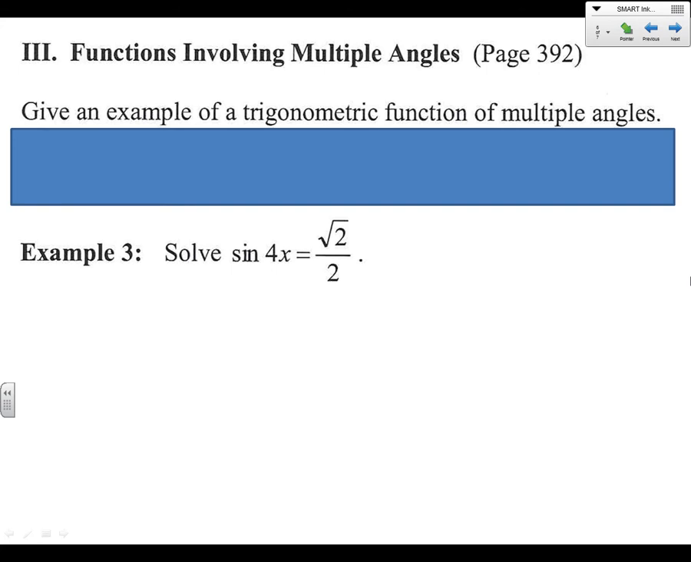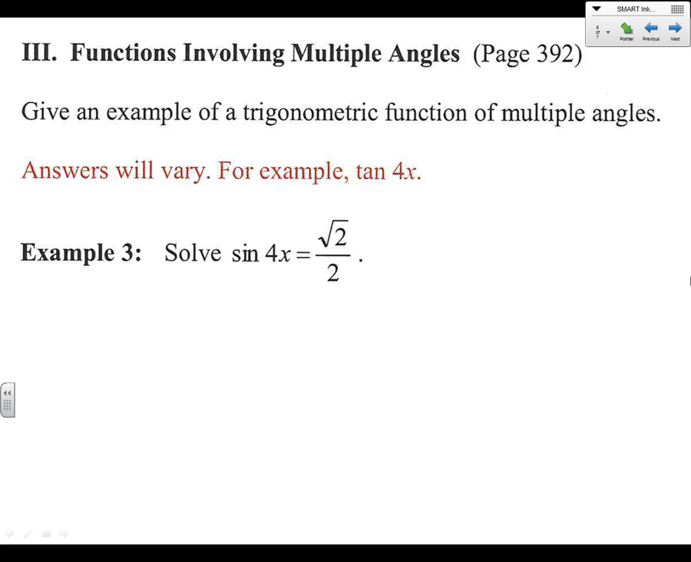All right, number 3 here, give an example of a trig function of multiple angles. So something like instead of tan x, tan of 4x, or in our example here, sine of 4x. So we're going to go ahead and solve this just like we normally would, and we'll deal with the 4 as our very last step. So where does sine equal root 2 over 2? That happens at 45 degrees, otherwise known as pi over 4. And that also happens here at 3 pi over 4.